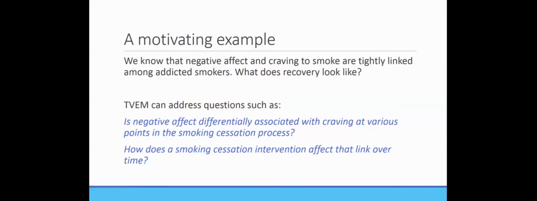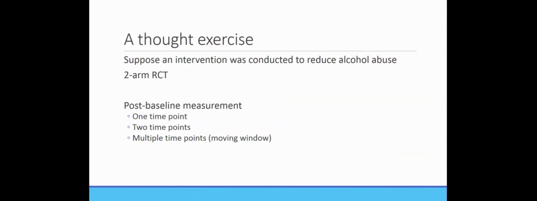Also, if you are randomizing people to different smoking cessation interventions, and then they're asked to quit smoking on a target quit date, then we might be interested in how the process I just described above, the time varying effect of negative affect and craving, and how that unfolds during a smoking quit attempt, might look better for people getting the bupropion medication compared to those who are only getting counseling, for example. And the effect of the intervention may also unfold with time. So we'll take a closer look at that exact example in a little while. So first, let's think about a thought exercise.